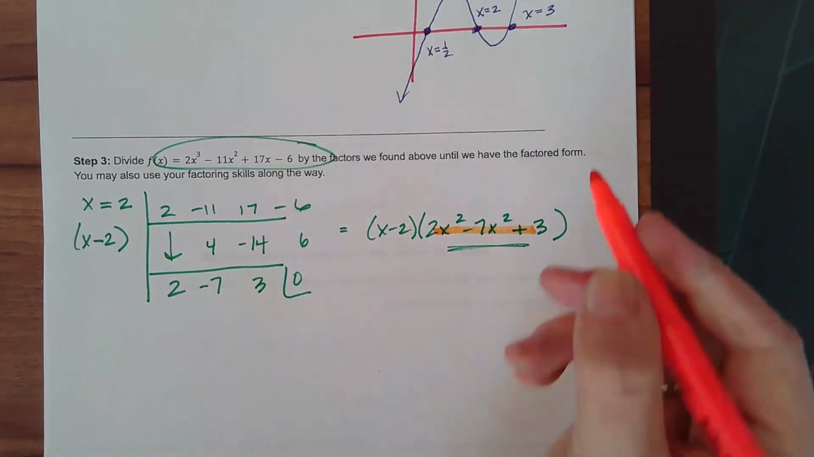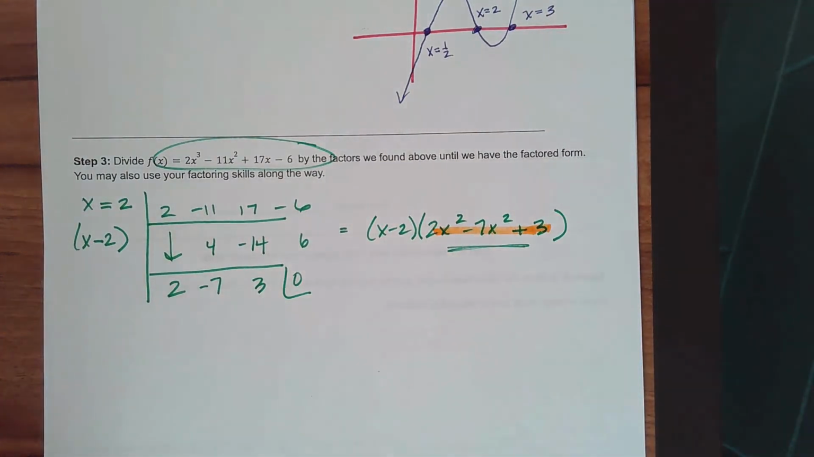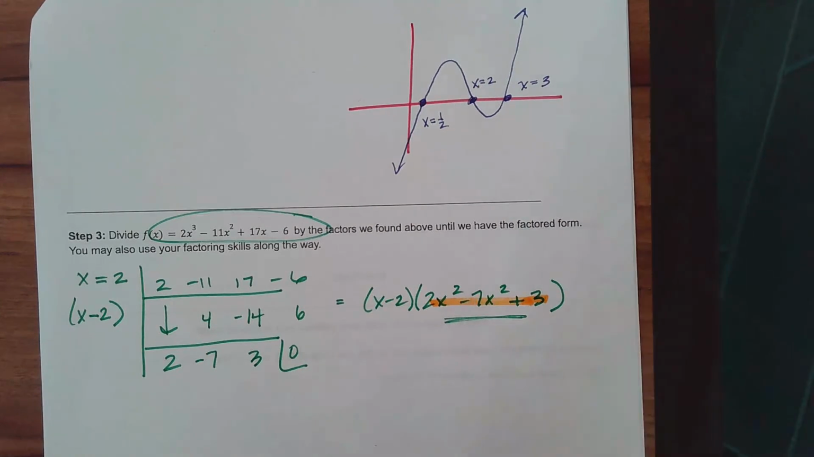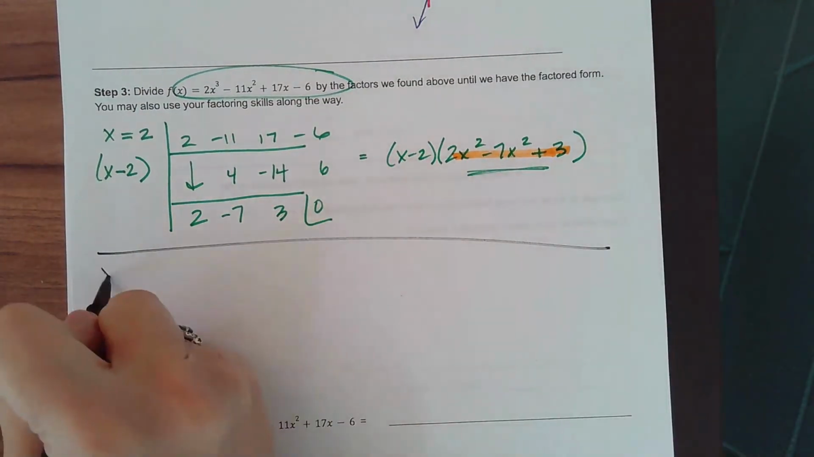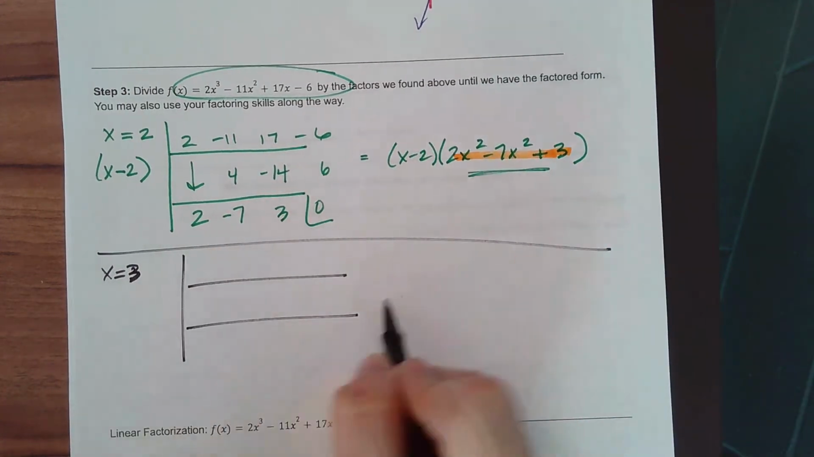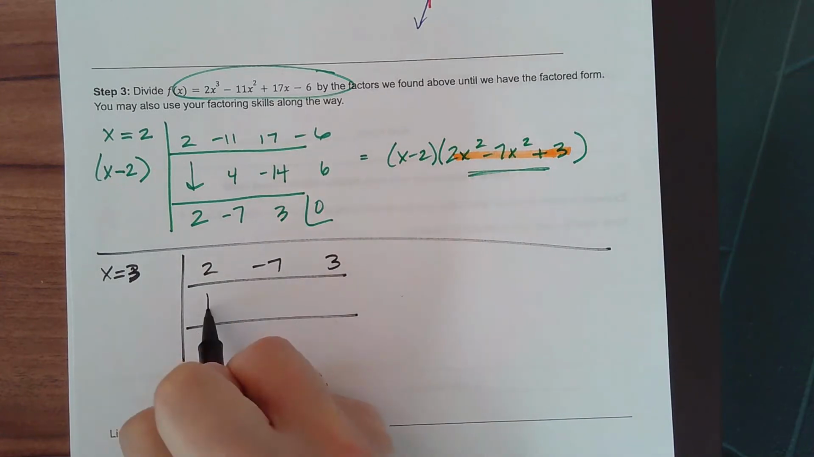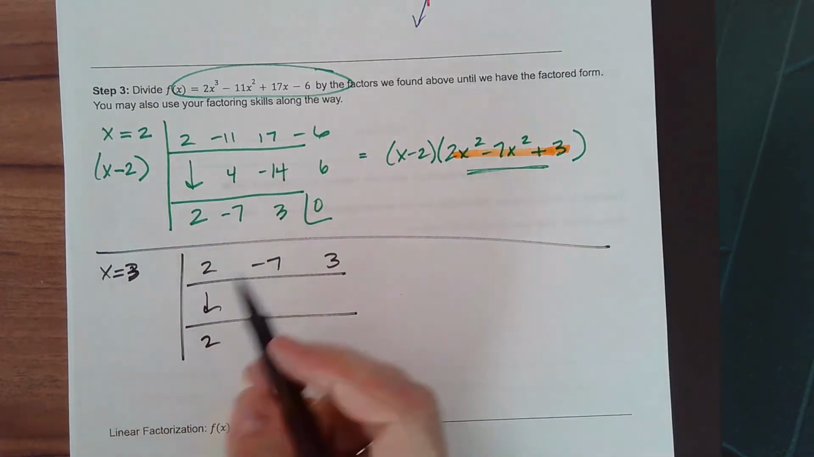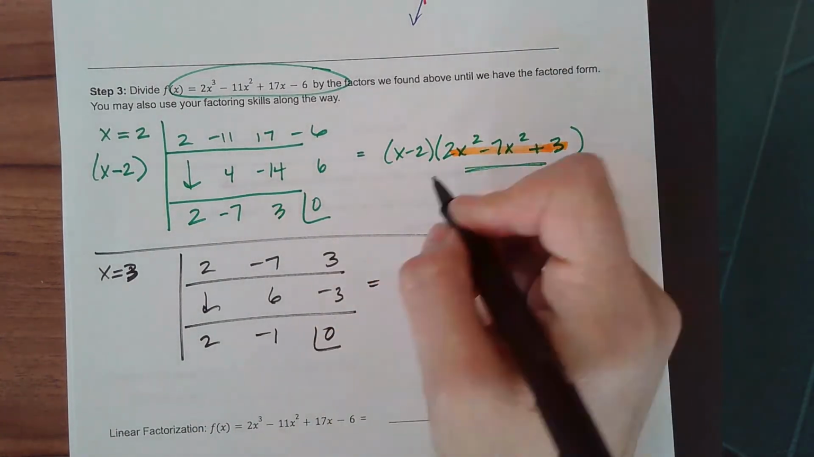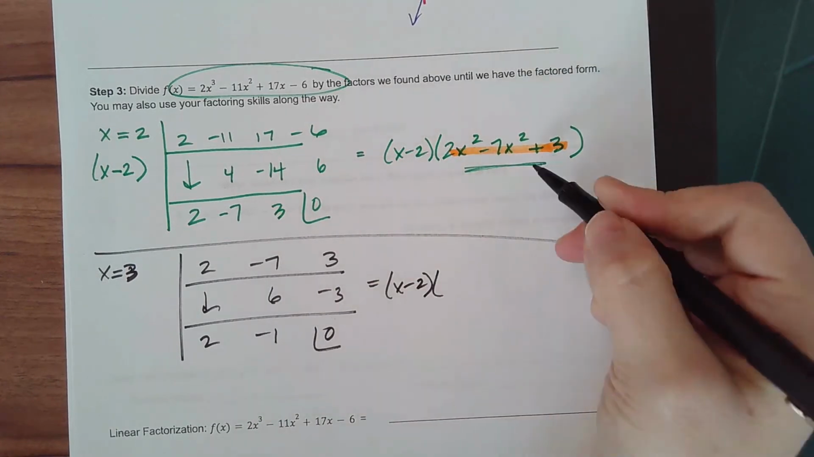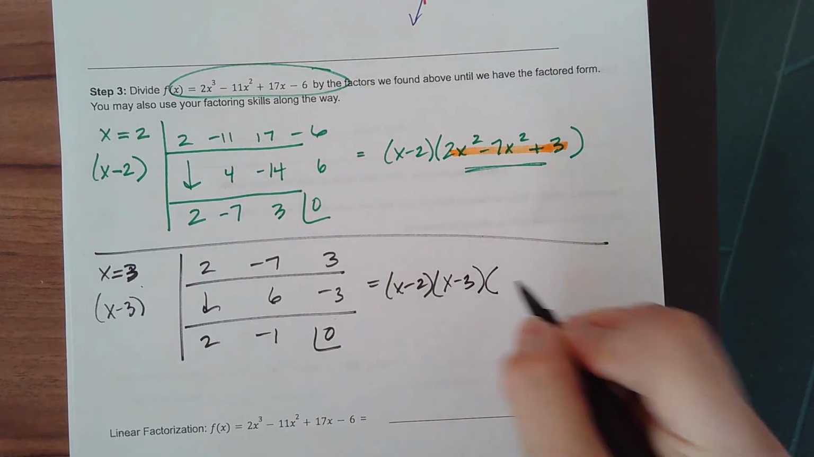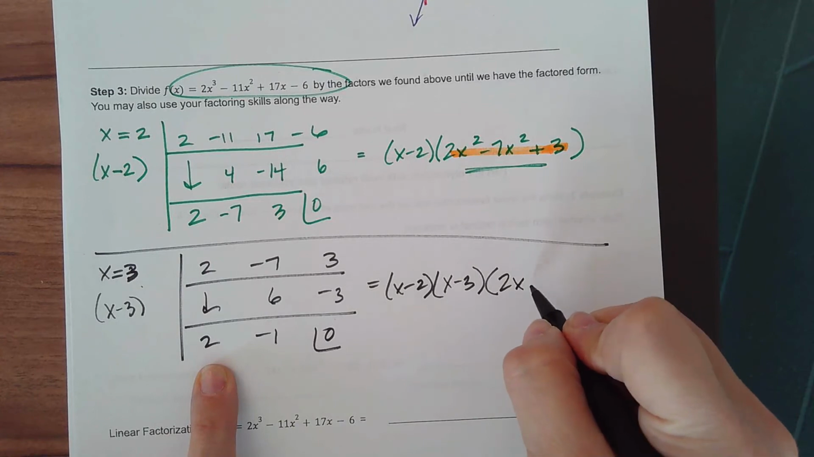You can do it by normal factoring, like the AC method or whatever, or we can go ahead and do this with one of the other factors we have from above. So I'll take the 3 this time. If I have x equals 3, I'm going to divide this quadratic. So I'm going to take those numbers and divide. So 3 times 2 is 6. I get -1. This is -3. I get 0. So I already have the x minus 2, but now this quadratic is broken into x minus 3, because that's the factor that gave me x equals 3. And then this one is 2x minus 1.